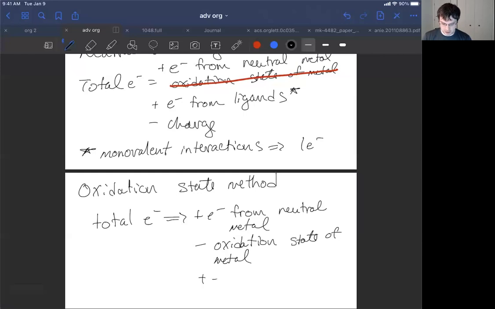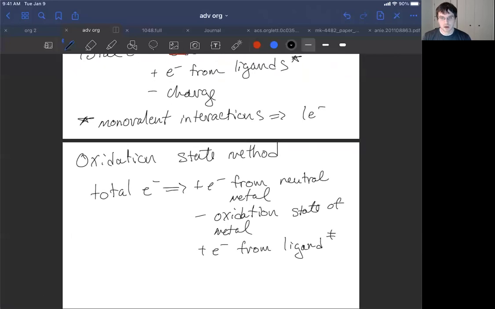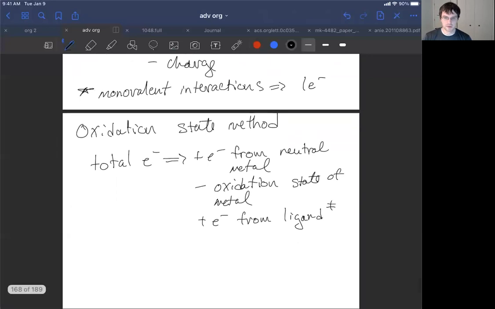We're going to add the electrons from the ligand. And if before we had an asterisk, now we have a double dagger. Then, when we consider the charge of the complex, that's actually ignored. So now we ignore the charge of the complex. This altogether gives us our total electron count.